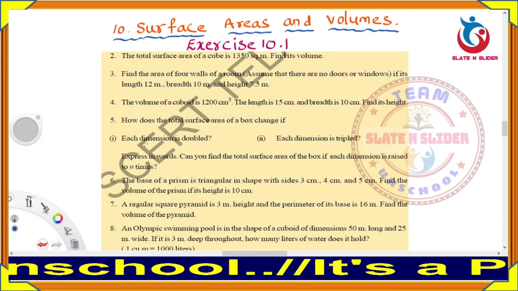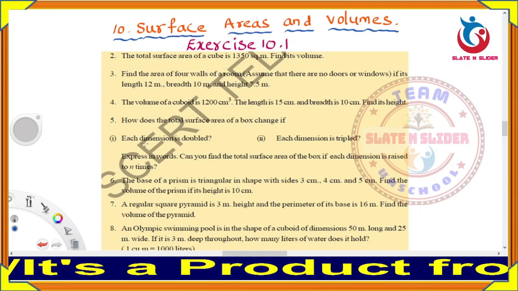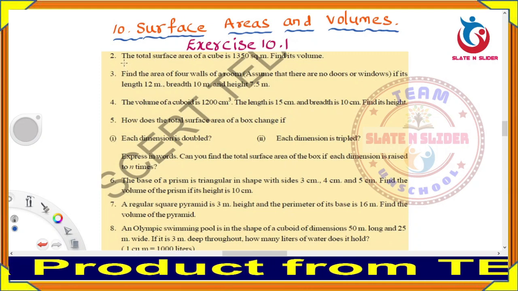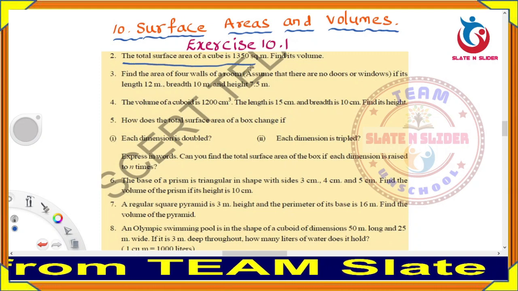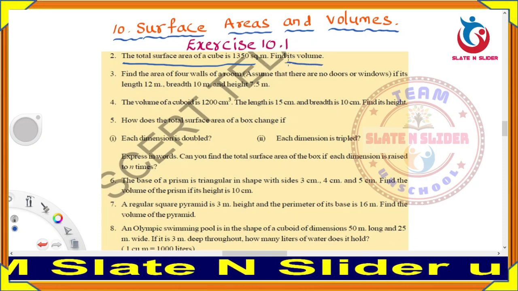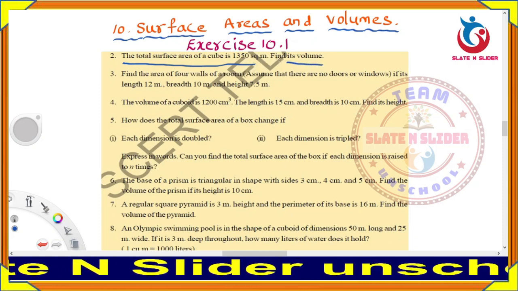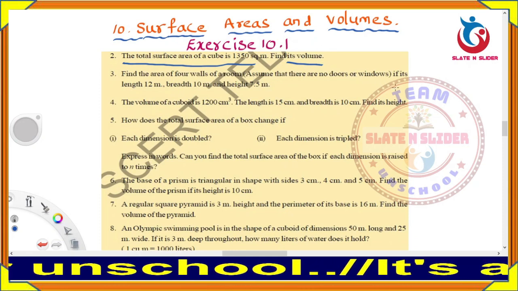So here let us discuss from exercise 10.1 the second one, that is, the total surface area of a cube is 1350 square meters. Find its volume. Let us discuss this question. So the total surface area of a cube is 1350 square meters.